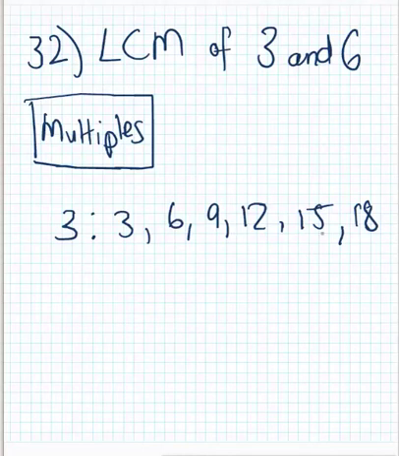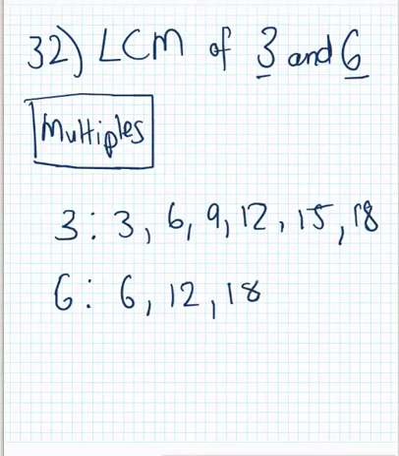Now, the next step is, what are multiples of 6? Let's try it. So I put my 6 here. Multiples of 6, so starting our snail trail, if I said 6, you would have 6, 12, 18, and so on. Now, the reason why I stopped is I can see numbers that are the same already.